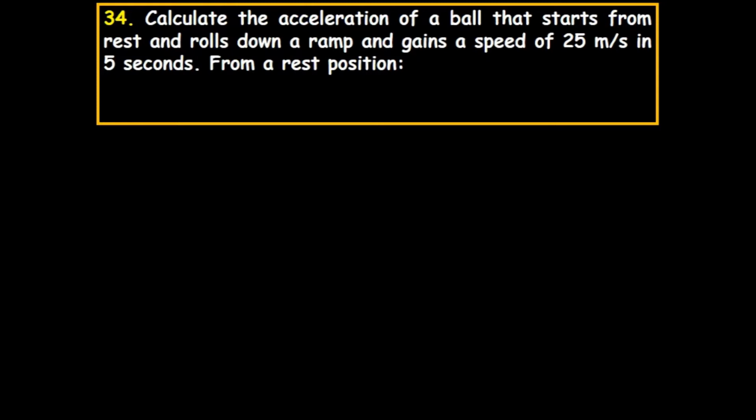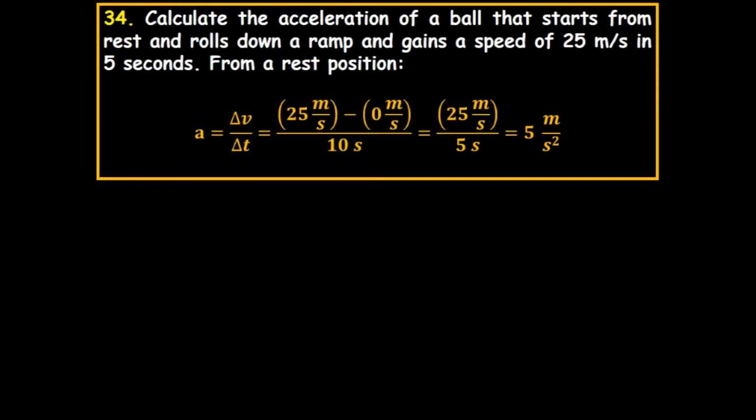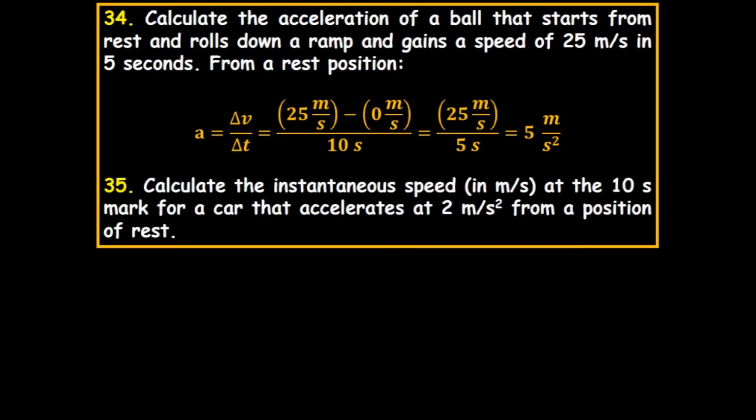Calculate the acceleration of a ball that starts from rest and rolls down a ramp and gains a speed of 20 meters per second in 5 seconds from a rest position. It's going to be 20 minus 0, divided by 5, which is 4 meters per second squared.